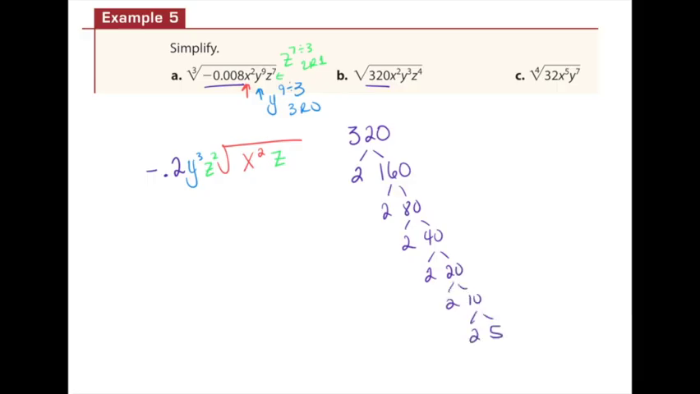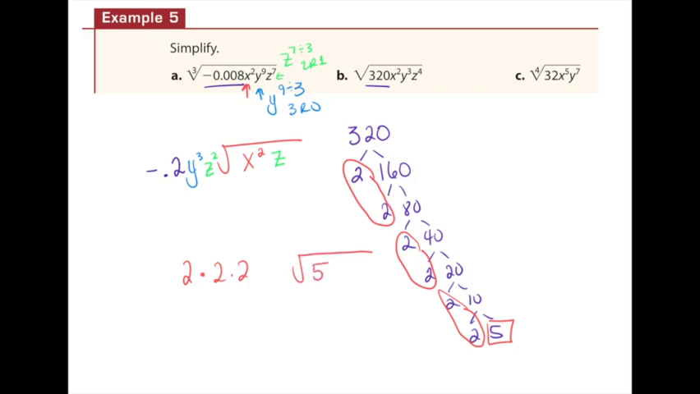All right. Then I look at my index. What is my index here? Well, it's a 2. So in order to come out, I need to group it by 2's. So I have 1, 2 that will come out there. I have another 2 that will come out there. I have another 2 that will come out there. And then I have a 5 that will stay in. Those are my numbers.